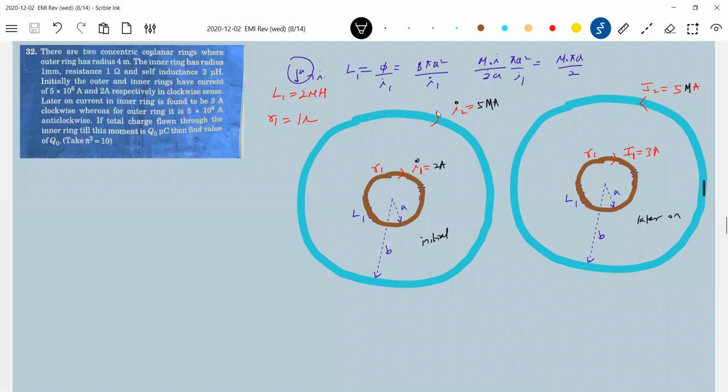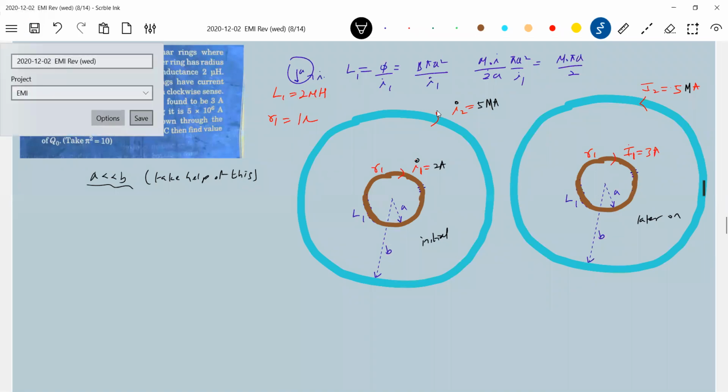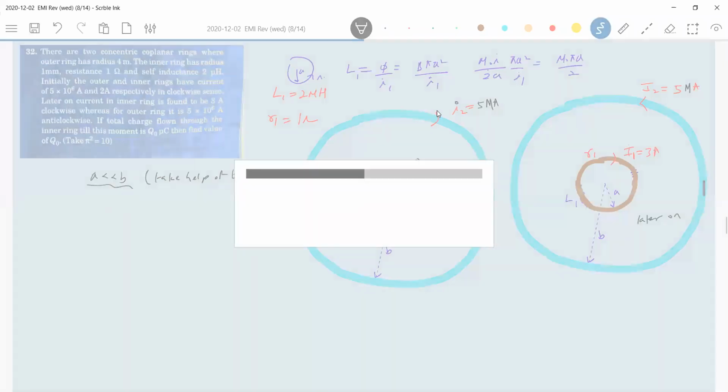Okay, I think there is only one help. What is the help? This is our help, I think the best condition available for us. Take help of this. If a is not very much less than b, we can't do this problem again. Okay, we'll do one thing.